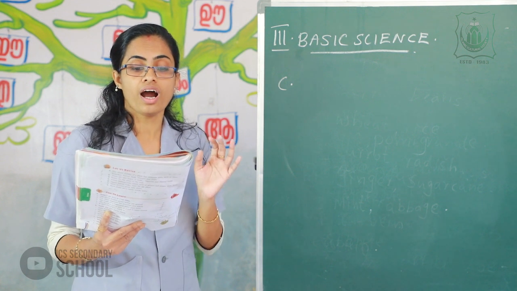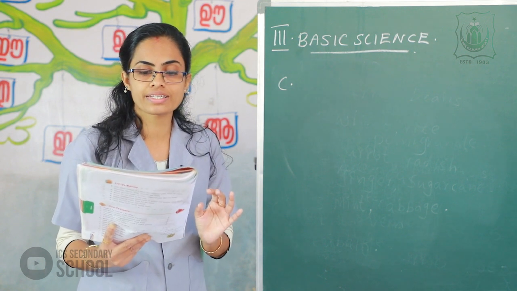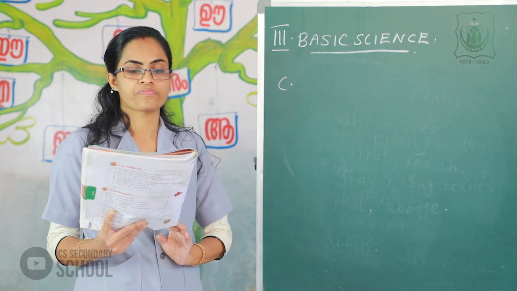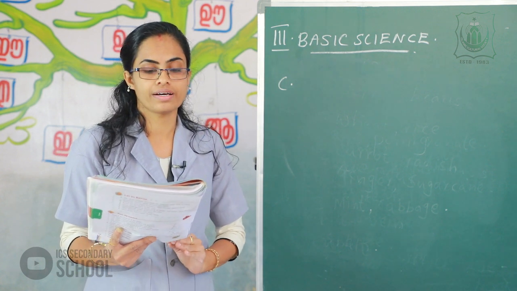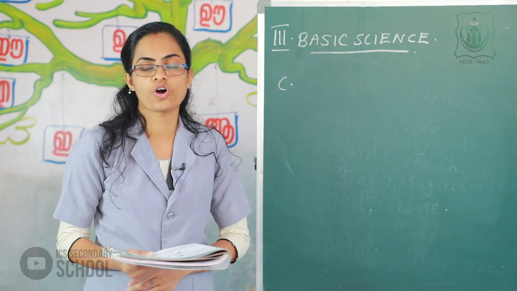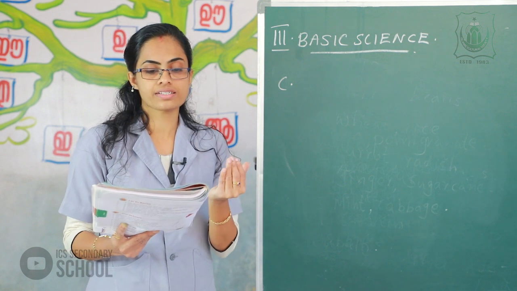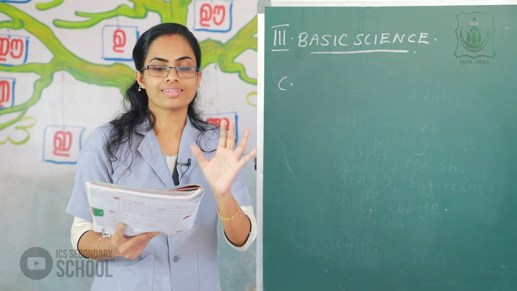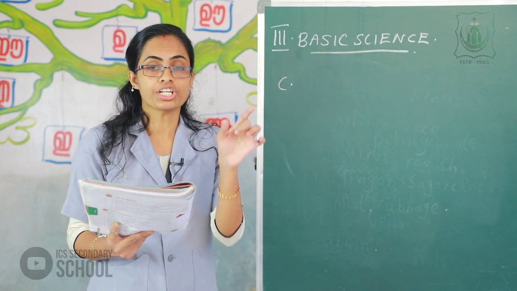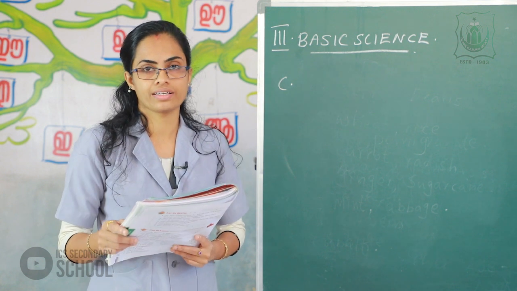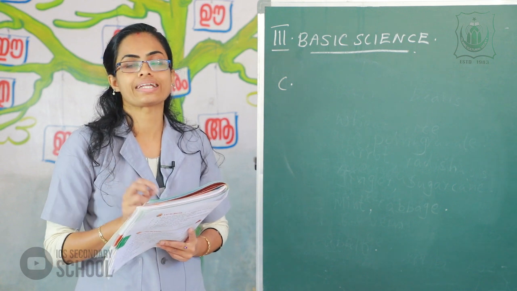Fifth question: how is the stomata useful to the leaf? And the sixth one: write any two functions of stem. These are the questions. By the next class, all of you find out these answers in your textbook. Please underline the answers using a pencil.